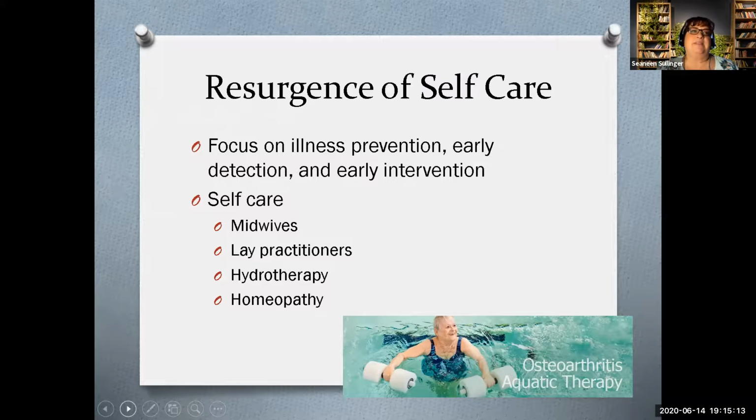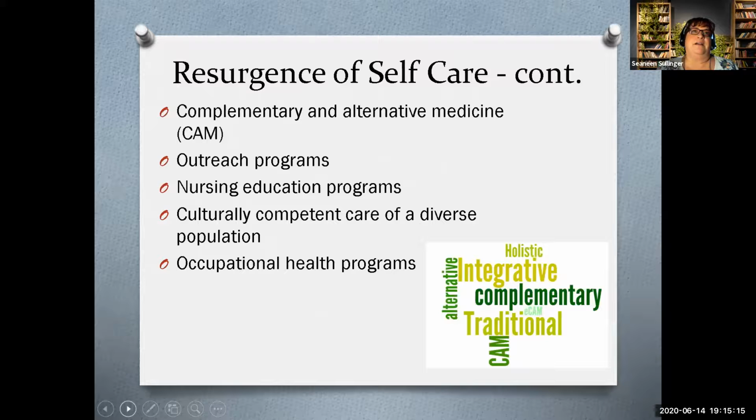So, and then some more examples would be some occupational health programs, which would be ones at work, making sure that you're providing or looking for culturally competent care in diverse populations. You know, what might work in the Hispanic community may or may not work in the Asian community. So you have to kind of take a look at that.